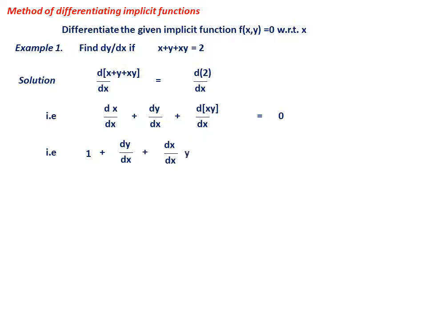Third one, here you should be careful. You have to use the product rule. Let me explain this one. x and y both are variables. Therefore, what you have to do is take x as the first function, differentiate it, keep y as it is. Then differentiate y, keep x as it is: product rule. And this will be equal to 0. Now you have to simplify further. That's all: 1 plus dy by dx plus y, 1 into y because d by dx of x is 1, then plus dy by dx into x, and this is equal to 0.